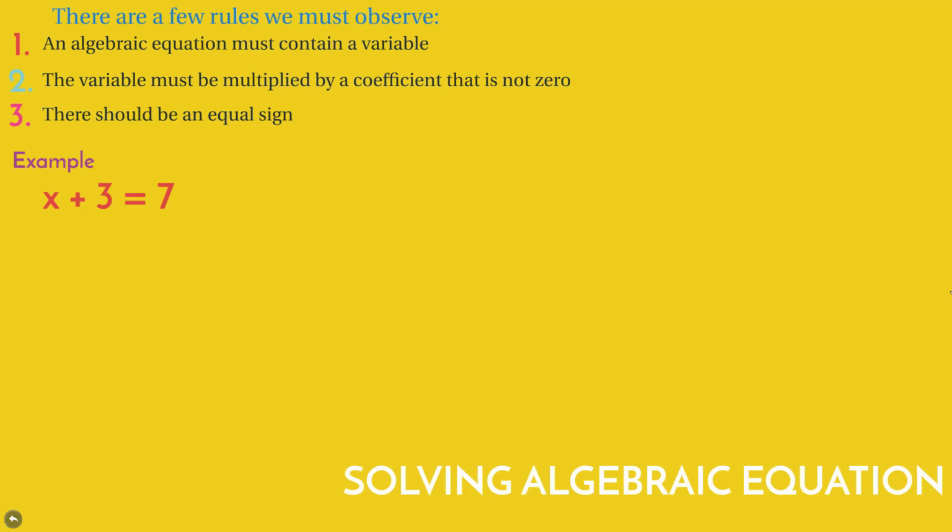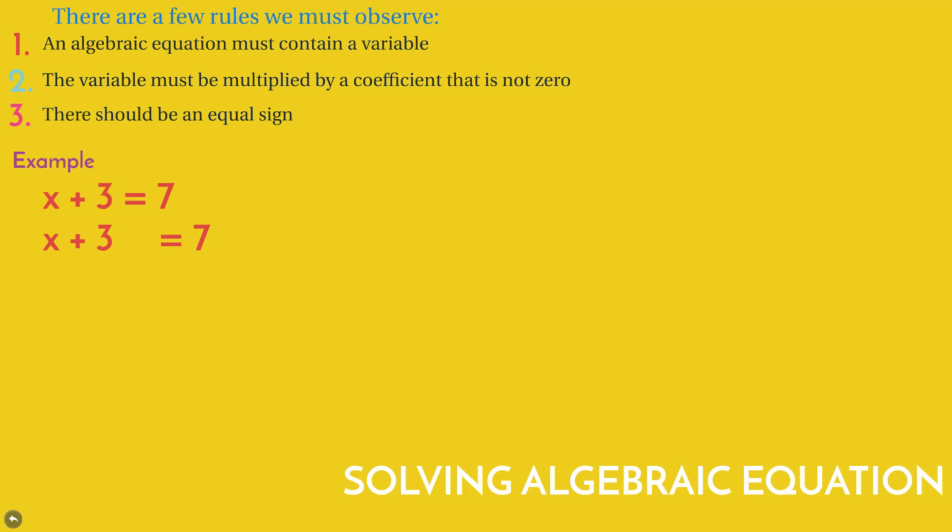To solve this equation, we need to think of how to make the variable alone by itself on one side of the equal sign. As you can see here, the variable x is on the left side of the equal sign. Therefore, we need to get rid of everything there except for the x itself. Here we have plus 3. To get rid of it, we need to subtract 3.